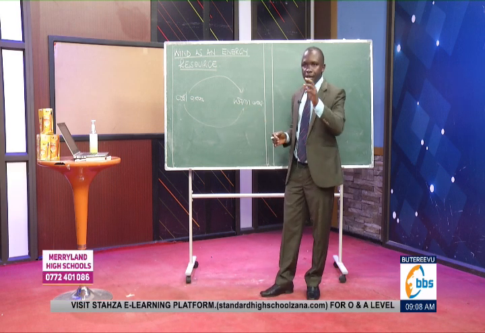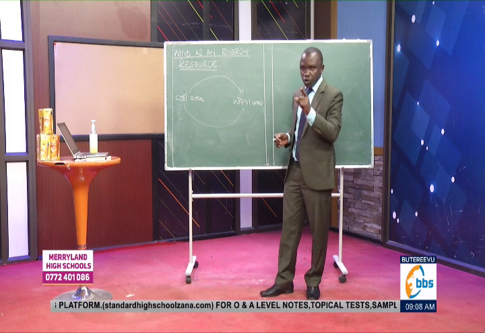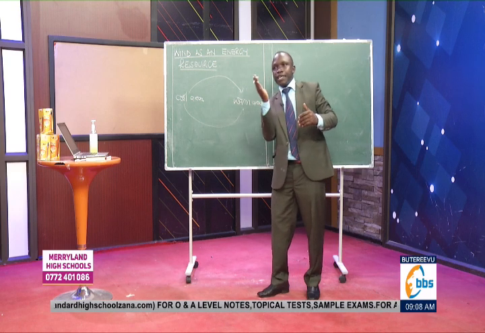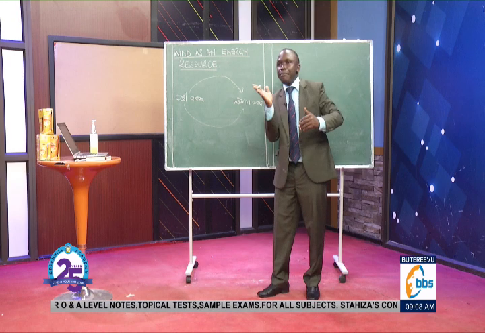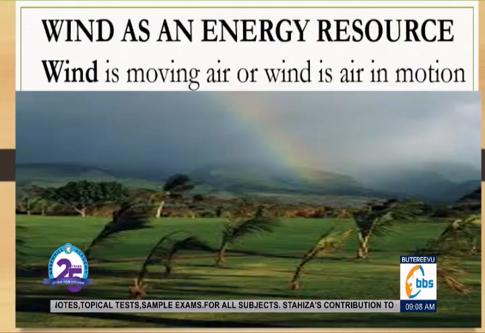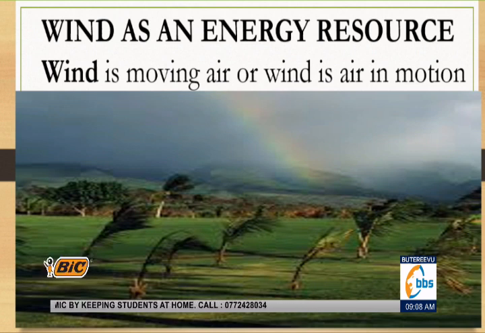Now, as you look at that diagram, when you see those trees, they were trying to bend. Probably we saw that picture. Those trees that were bending, that was due to wind. Wind was trying to blow, and you see that they were trying to resist, but wind is saying, no, you have to go that side. So that is wind. Okay, so we say that wind is air in motion.